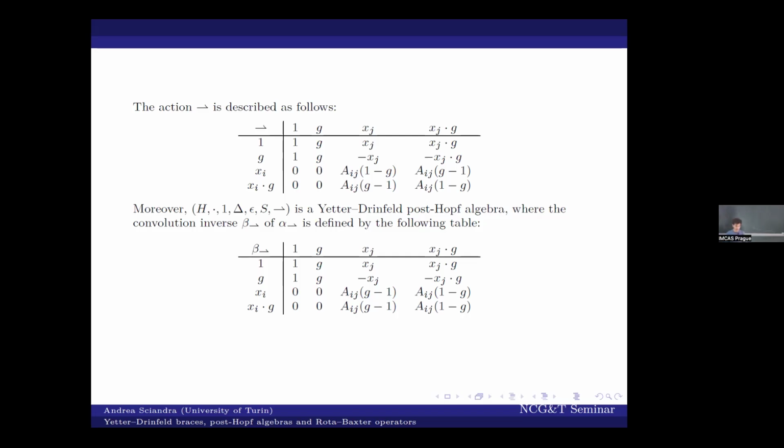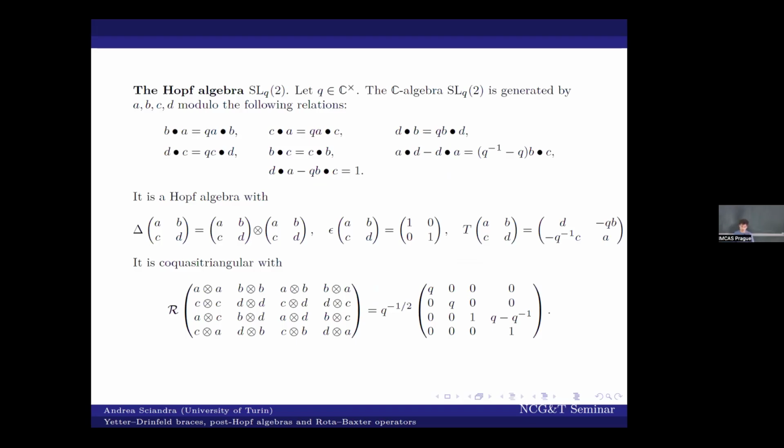So the last example is the Hopf algebra SLQ2. So if we start with SLQ2, generated by these 4 elements, A, B, C, D, with the many relations. So these are the quasi-commutativity conditions, where we put, in fact, a scalar Q different from 0, while B and C commute. We also have the quantum determinant condition here.